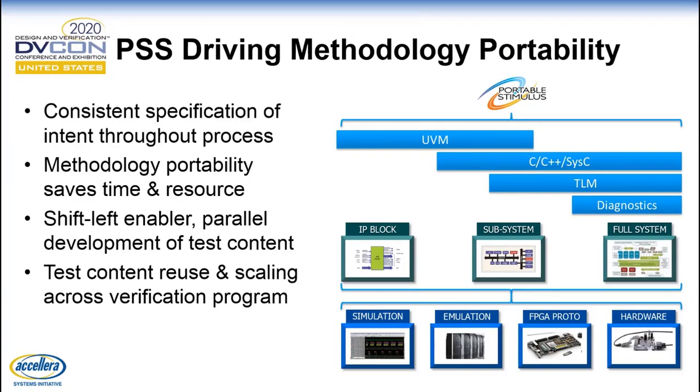Okay, so just to wrap things up, the key points for today: consistent specification of your intent throughout the process. Methodology portability saves time and resources. It is a shift left enabler because you're starting to do more upfront at the abstract level and allows you to develop some of your test content in parallel and reuse and scaling across the verification, as Matan just mentioned.